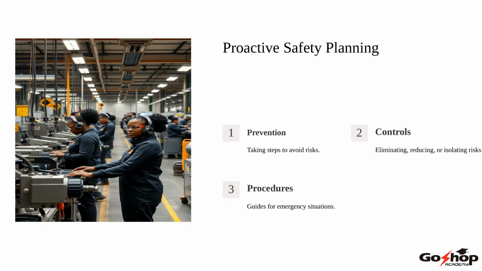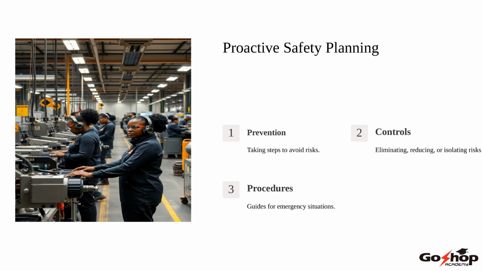Proactive safety planning. Risk assessment is just the beginning. Effective safety management requires proactive planning, which focuses on three main areas: prevention, controls, and procedures. Prevention involves anticipating and eliminating risks before they occur. This might include identifying defective equipment, providing training programs, using personal protective equipment, PPE, and implementing specific procedures to avoid incidents.